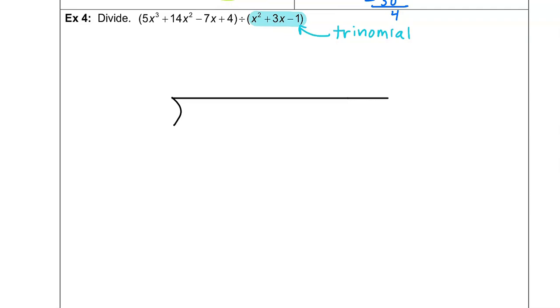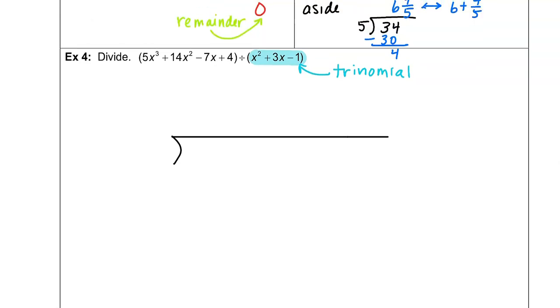I'm going to look for missing terms. What's the highest power in the dividend? 3. Is there a term to the second power? Yep. Is there a term to the first power? Yep. Is there a term to the 0 power? Yep. So there's no missing terms in the dividend. What about in the divisor? Highest power is 2, 1, 0. No missing terms in the dividend or the divisor.